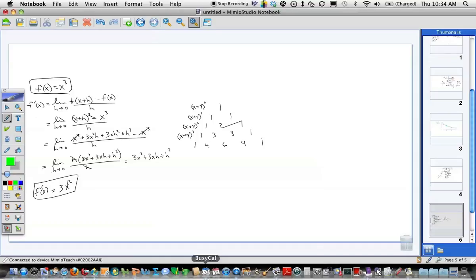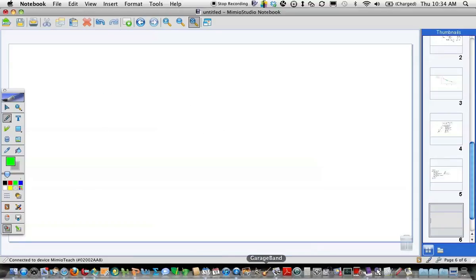So, if f of x is equal to x to the n power, then f prime of x is n times x to the n minus 1. That is called the power rule for derivatives, and it works for any polynomial, any monomial. Okay, we just showed it with a couple. We could actually prove it.